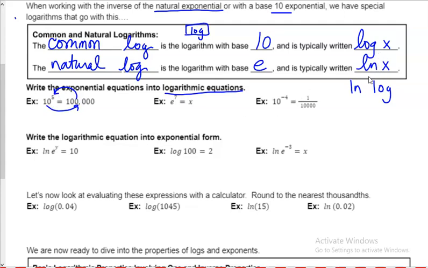Instead of writing that base of e, I'm not going to write a base. I'm going to write ln. So log base 10, we can just write as log, of this 100,000 has to equal 5. That is what we want to write.